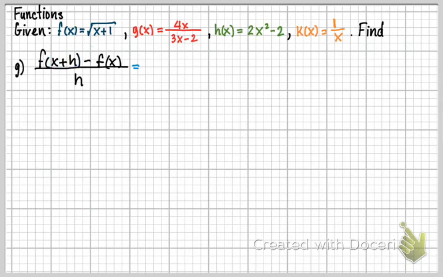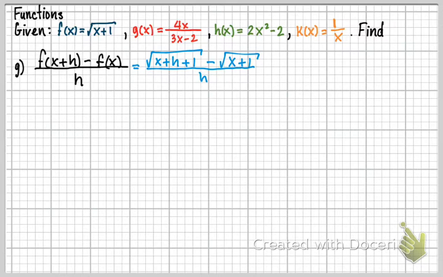Okay, so that means I'm going to get the square root. And now I ran into my x, so I'm going to put x plus h there. And then I have this plus 1 here, so I got to put the plus 1 here. All right, and then I have a minus. And then what is f of x? f of x is actually square root of x plus 1. So that's all I'm going to do for that piece. So I just write square root of x plus 1. And that's all over h.